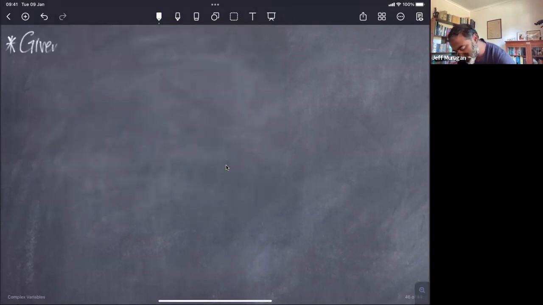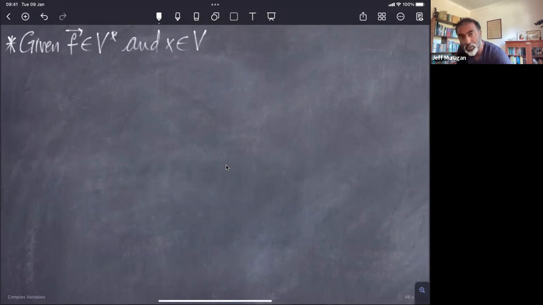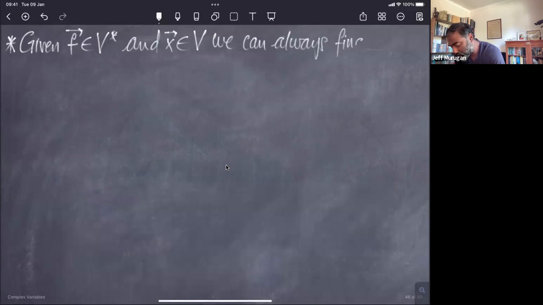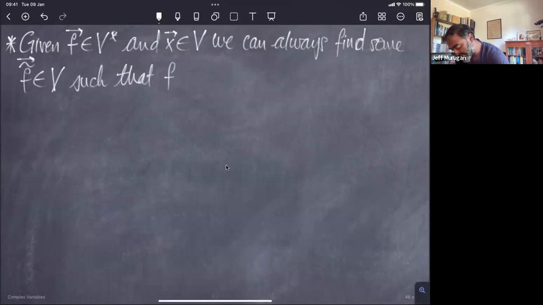So given F in V star and X in V, we can always find some F tilde in V such that F acting on X is the same as F tilde paired with X in the inner product.